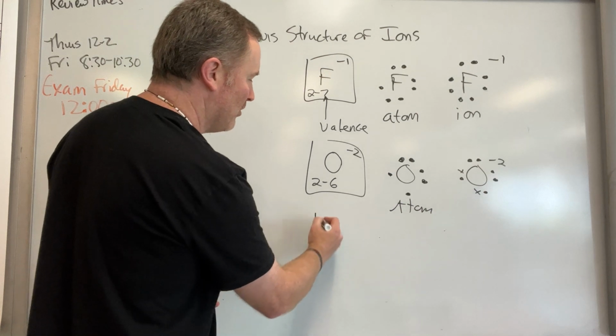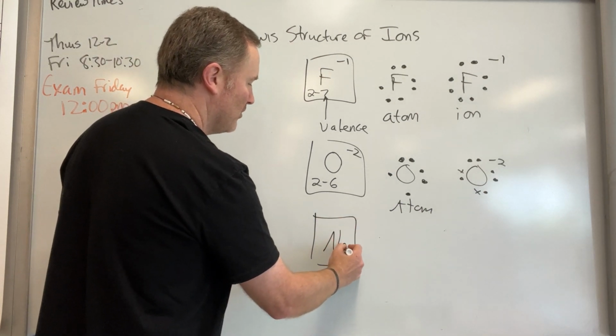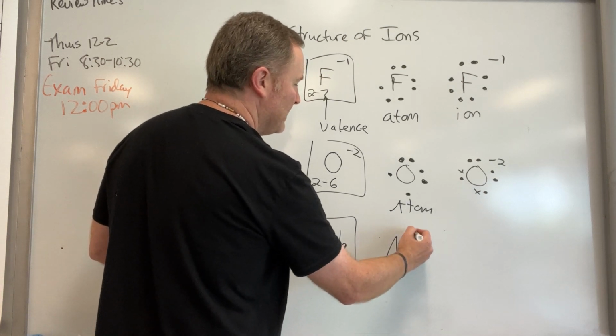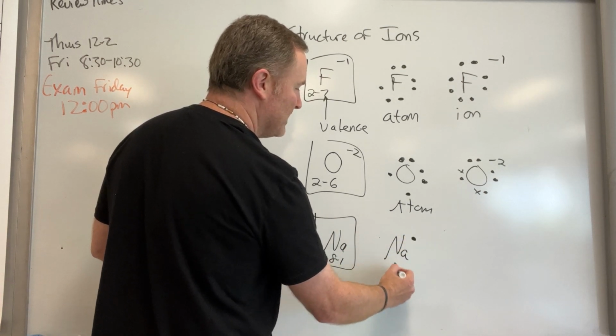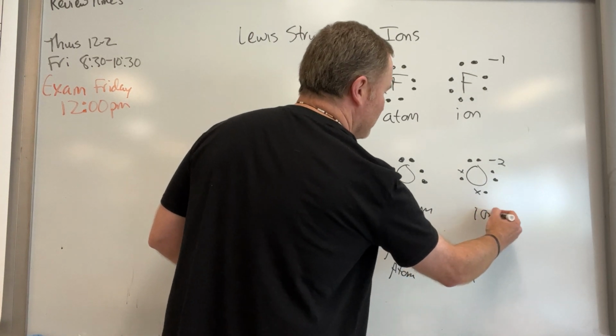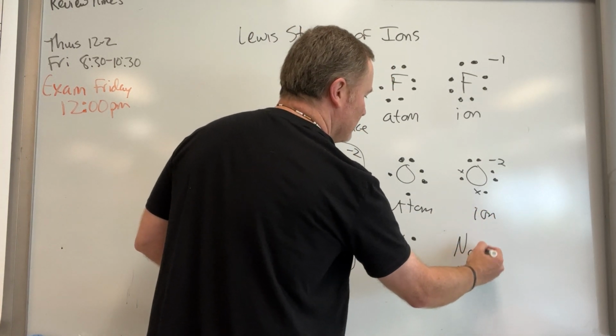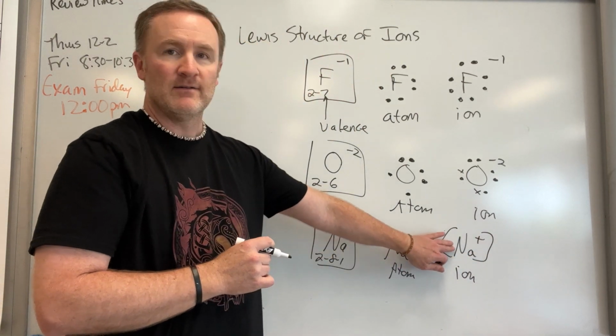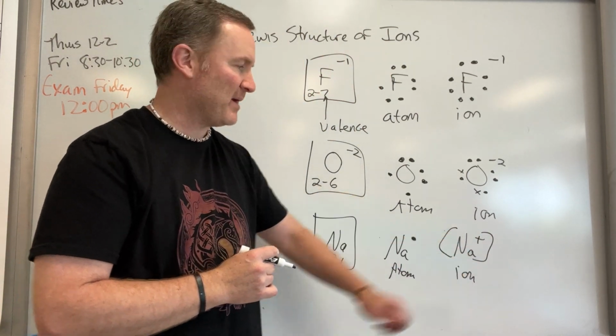So for example, if we go over to the metal side, sodium is 2-8-1. Sodium normally has 1 electron with the atom. The ion, let's put the ion up there, but the sodium ion you may see in brackets. No electrons, now has a +1 charge.